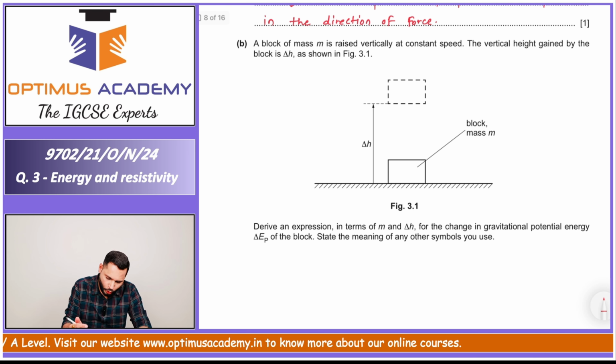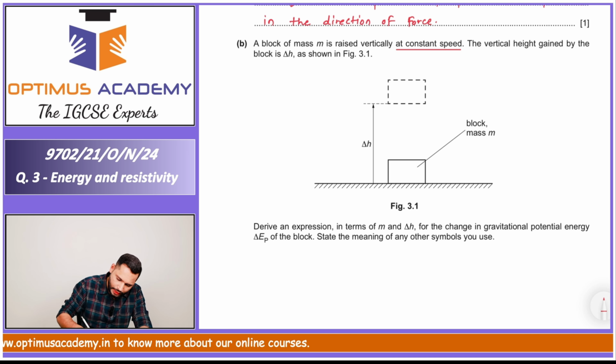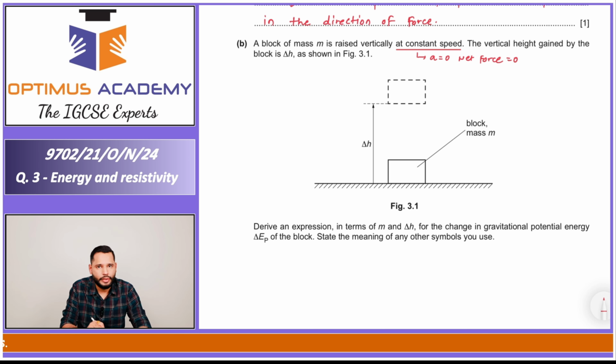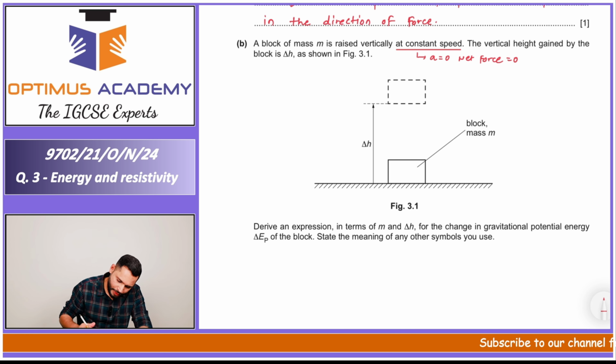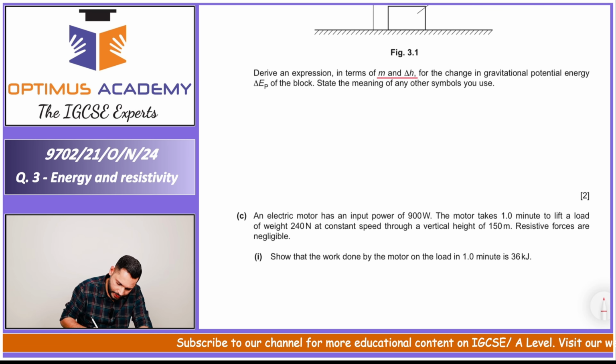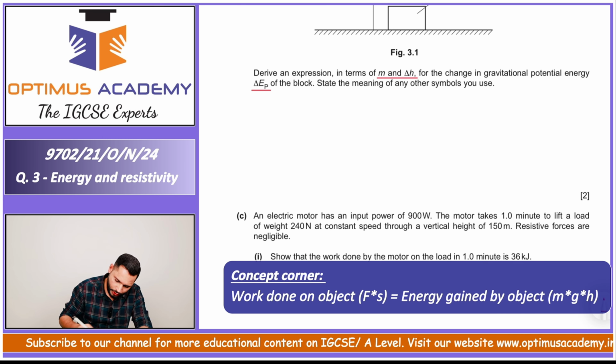Question B. A block of mass m is raised vertically at constant speed. Now, if you are raising the object at constant speed, it means acceleration is 0. The net force will be 0, meaning the downward force will be equal to upward force. The vertical height gained by the block is delta h as shown in figure. Derive an expression in terms of m and delta h for the change in gravitational potential energy delta EP of the block. State the meaning of any other symbol you use.